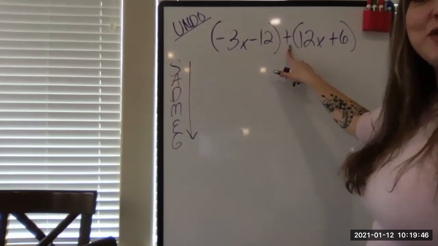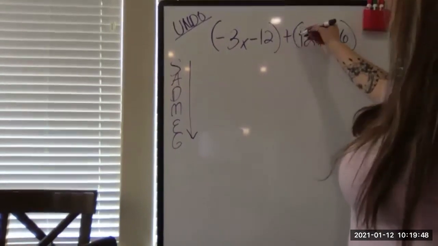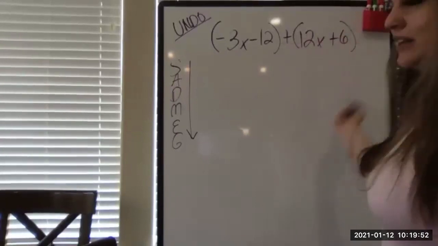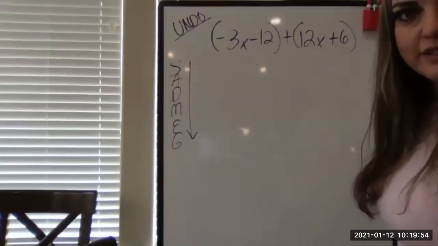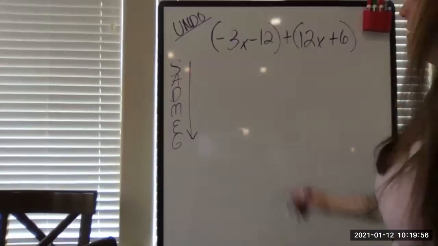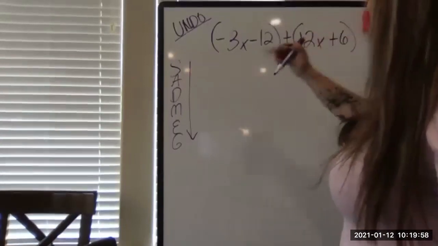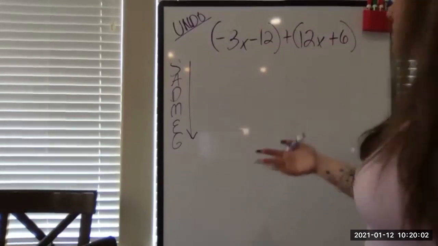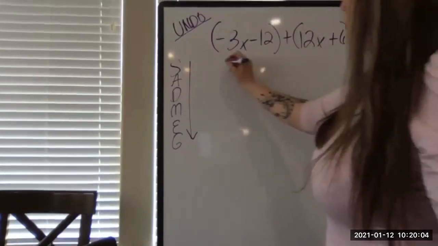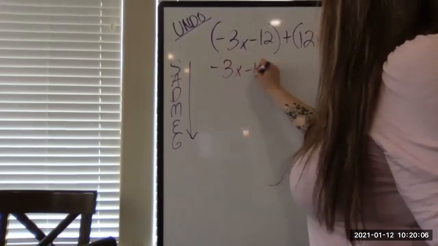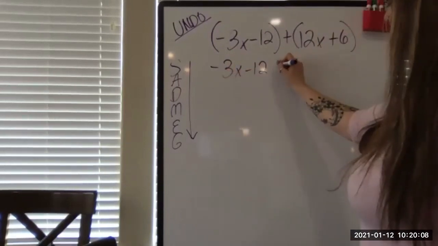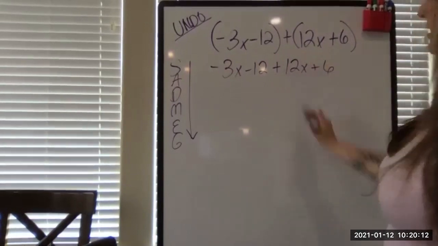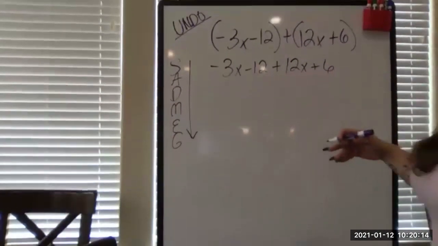Yes, it's a 1. But it'd be silly to distribute a positive 1 because then you're just multiplying these times 1 and that doesn't change anything. So that's pointless, right? So you don't need to do that. What we can do is just drop our parentheses and combine like terms. So really we're just working with negative 3x minus 12 plus 12x plus 6 because these numbers stay the same. They're not changing.